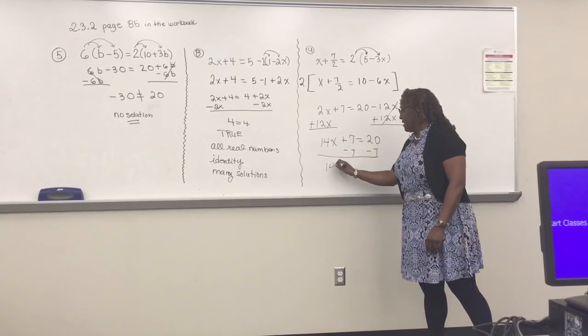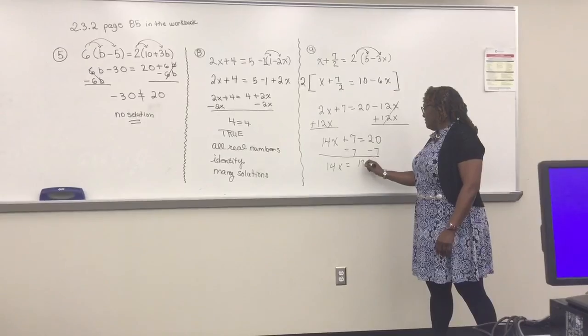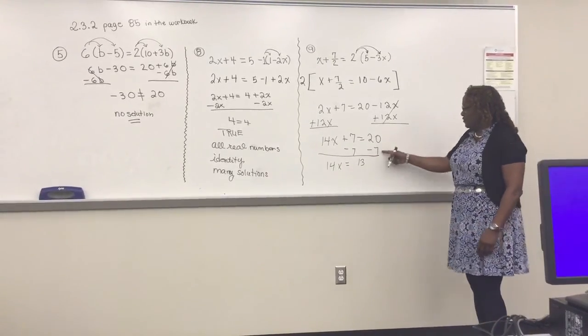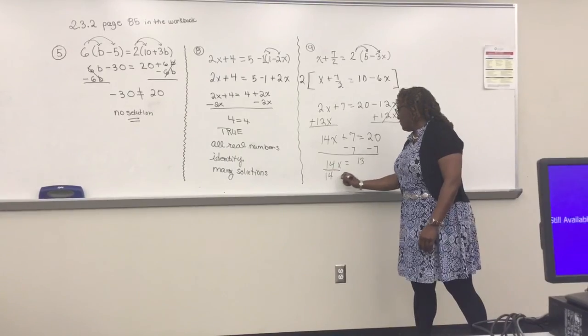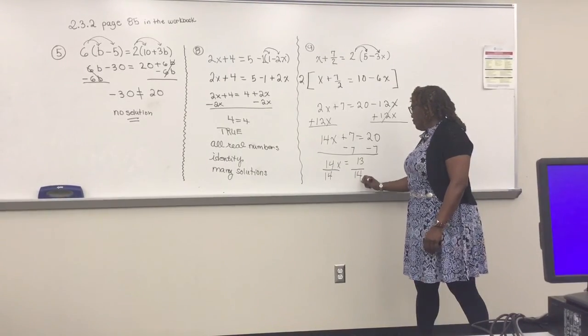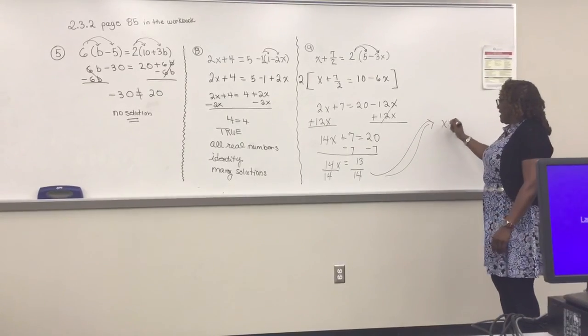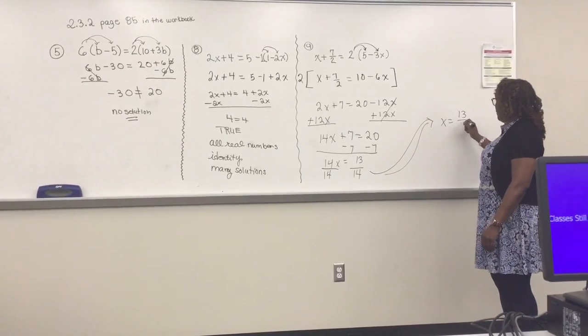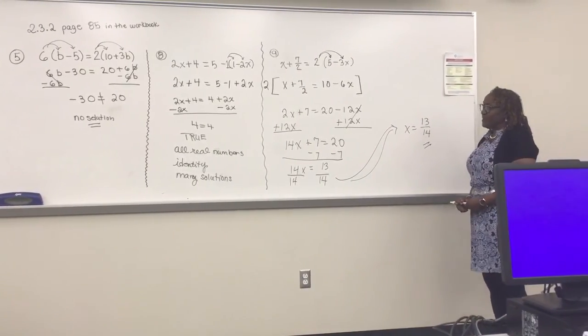So you have 14x equals 13. The signs are different, you subtract. And again, always divide by the same sign coefficient. Divide by 14. So x equals 13 over 14. Final solution there. All right, thanks.